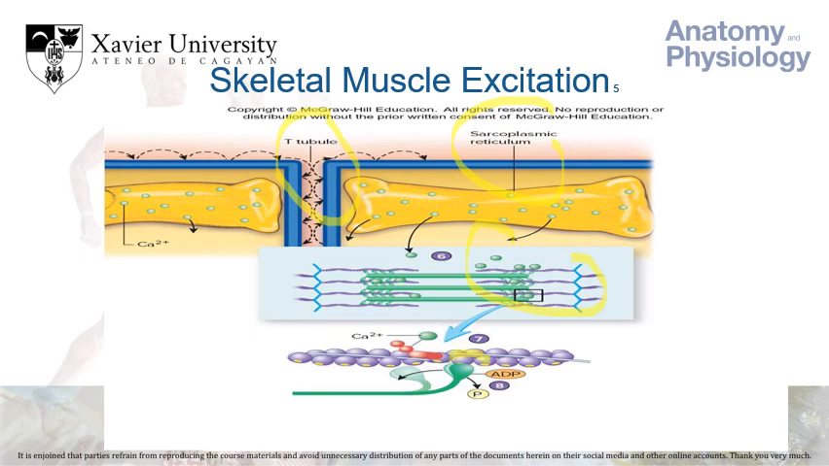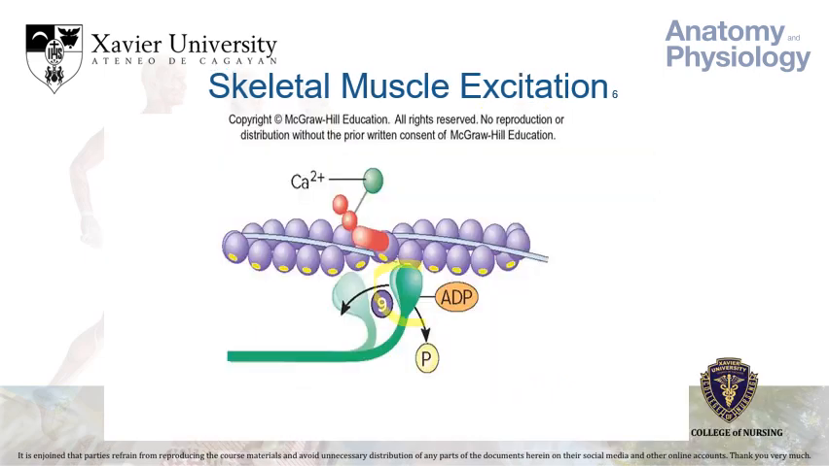ATP molecules are broken down to ADP and P, or phosphate, which release energy needed to move the myosin heads. Then the heads of the myosin myofilaments bend, causing the actin to slide past the myosin. As long as calcium is present, the cycle repeats.